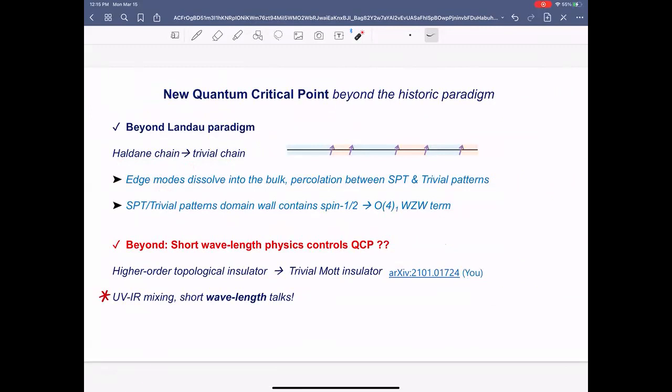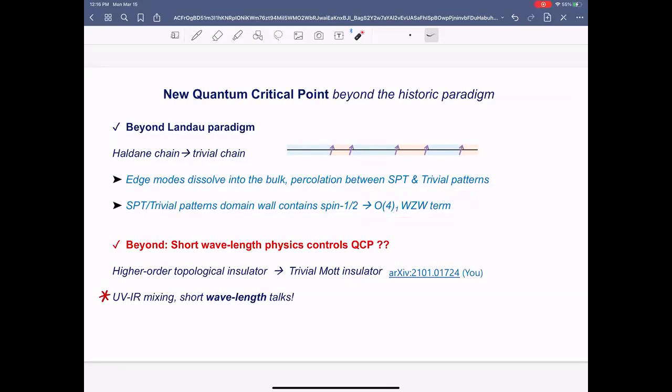And this edge mode exists as a domain wall between the SPT pattern and trivial patterns. And because these two patterns have a domain wall, the quantum critical point has a new type of term that is encoded in terms of the O4 level 1 Wess-Zumino-Witten term, which would change the universality. So the topological information is actually encoded in the quantum critical point or proximity to the quantum critical region, and hence qualitatively changes the phase transition theory.